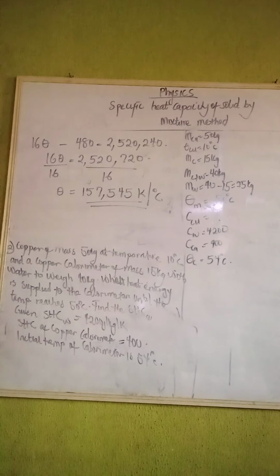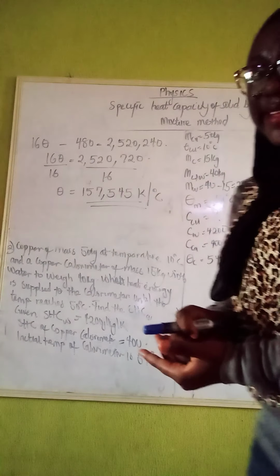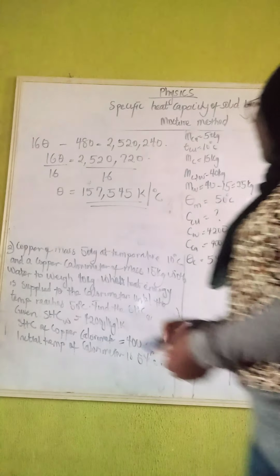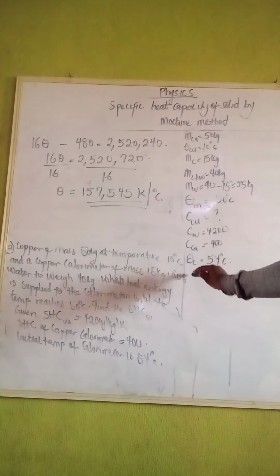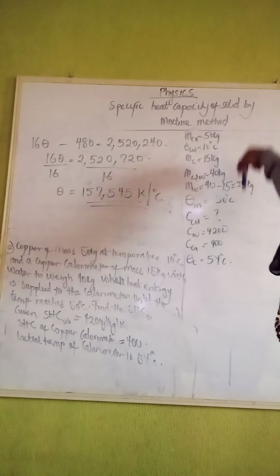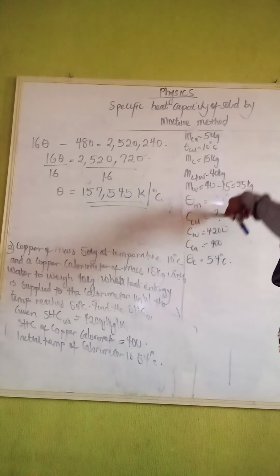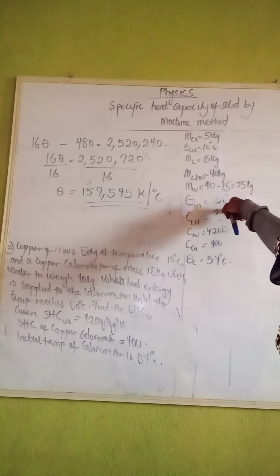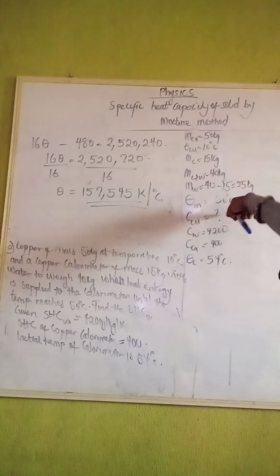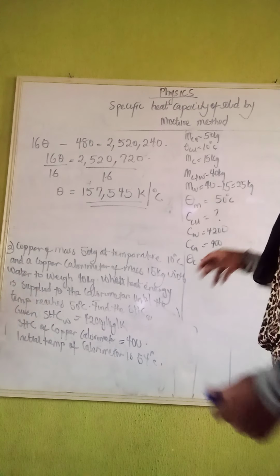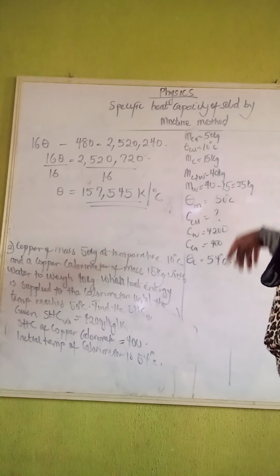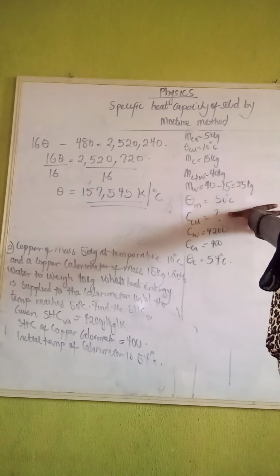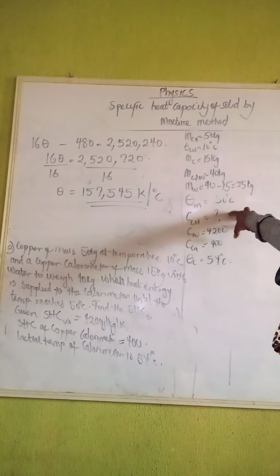Can you see my analysis? So here, the first thing we have to do is to determine which one is gaining heat and which one is losing heat. Looking at the parameters, the copper started with 10, and the resulting mixture is 50. Definitely this copper is the one gaining heat because it started with 10 and ended up having 50 degrees Celsius.